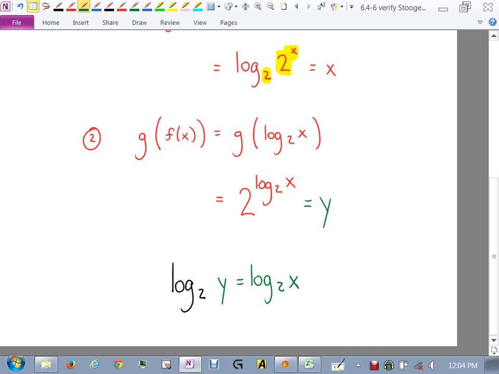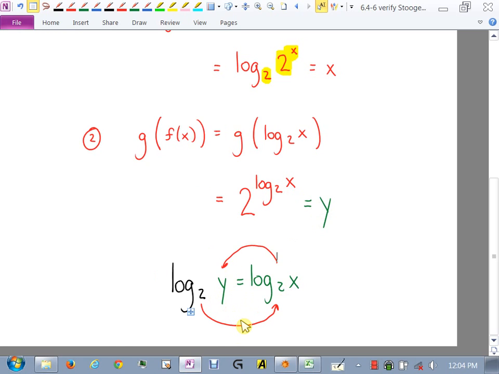I know that that looks really weird, but check it with the loop real quick. 2 to the log base 2 of X equals Y. Is that what we had written up here? 2 to the log base 2 of X equals Y. So that's what we had.